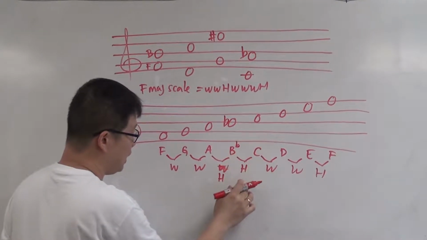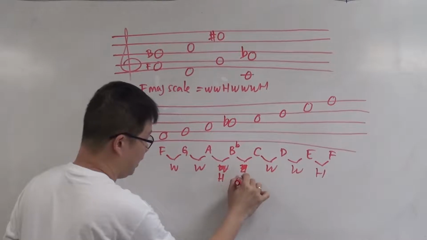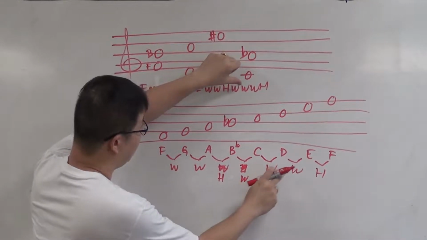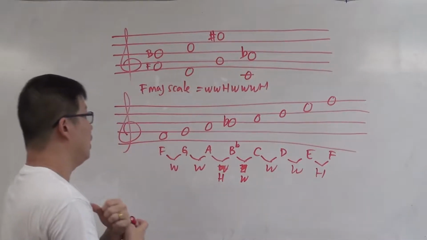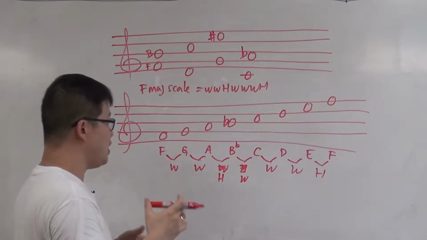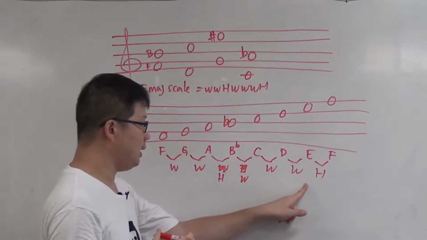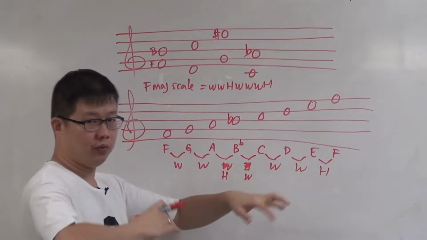Now B flat to C is W, no longer H. Now C to D is W. Okay, D to E is W. E to F is H. So the notes of the F major scale are F, G, A, B flat, C, D, E, F. You need to ensure that you get the notes correct before you move to the next step.